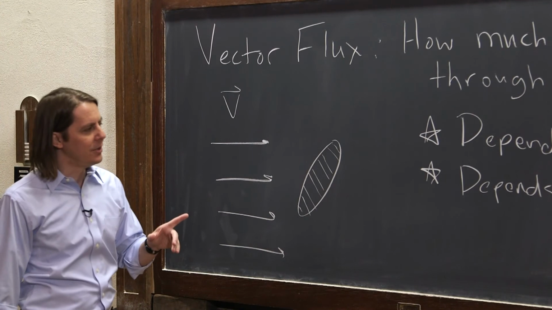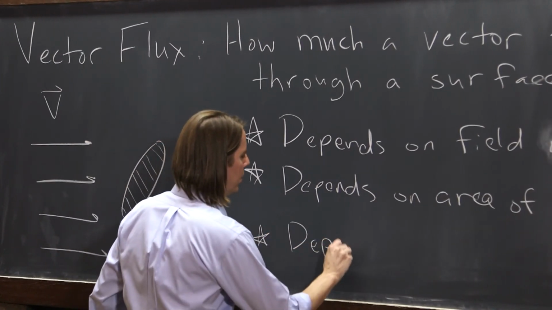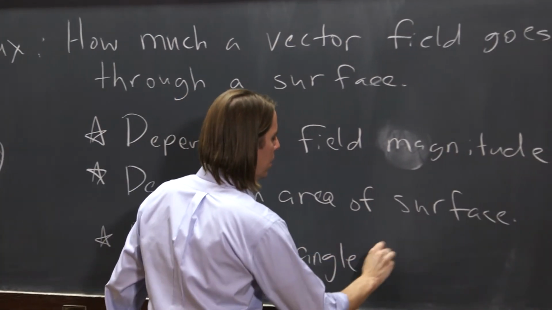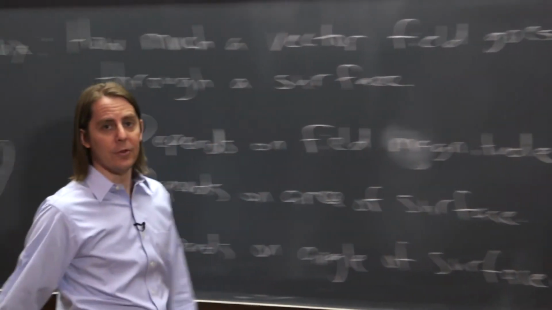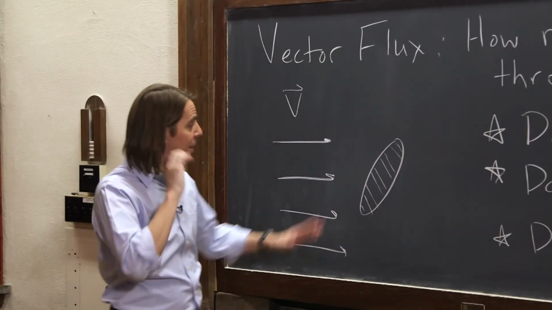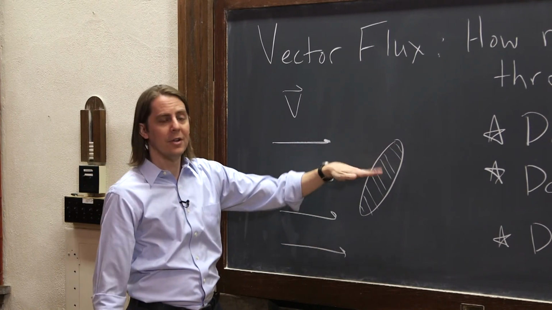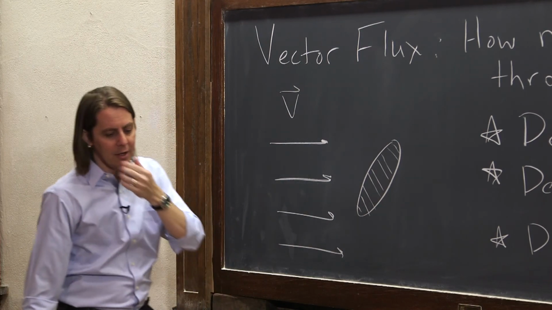But there's one more thing it depends on, is it depends on the angle of the surface. So if you think about it, if this thing is sitting up like this, lots of field vectors get through. If you turn it, the amount of field going through is going to go down. So let's look at that a little bit more carefully.